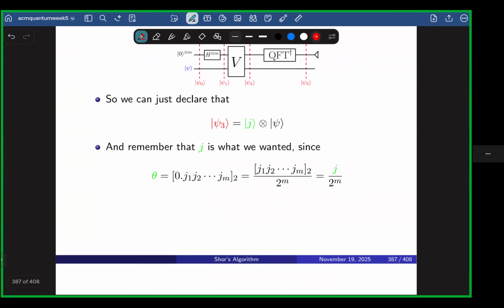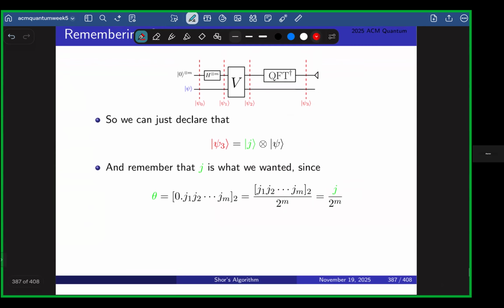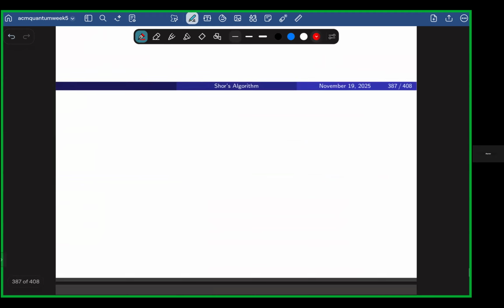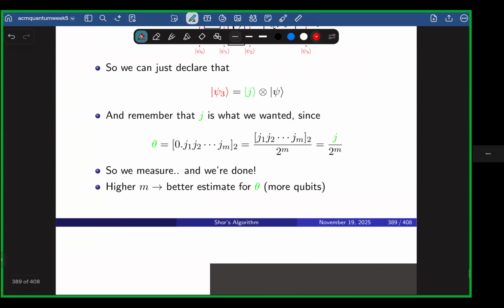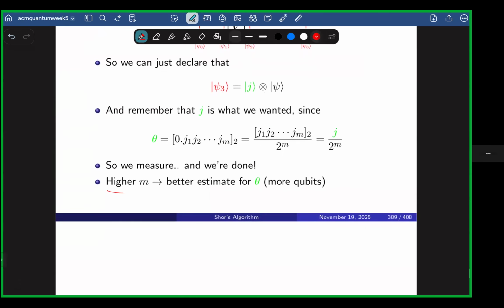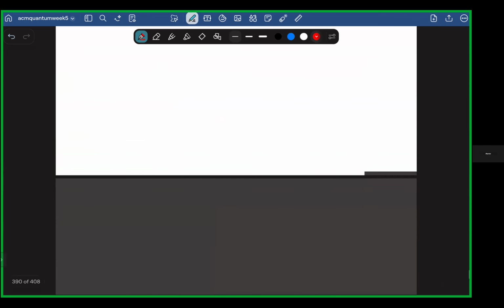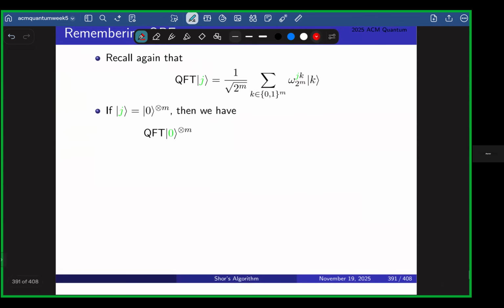And remember what we said about J? We know J is directly related to theta. So after you know J, you know theta. We measure and we're done. And again, higher M means you have a better approximation for theta. But anyways, let's tie this back to Shor's.